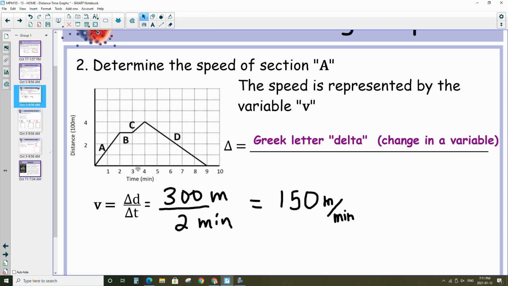Okay, so for this question here, it's asking to determine the speed of section A, so this section here. So George traveled what distance? Well, that distance is on the y-axis. He traveled 300 meters. Okay, and over what time period? Well, he did that over 2 minutes. So it's 300 over 2. You want to divide those two numbers, and you'll get 150 meters per minute. So that is his speed.